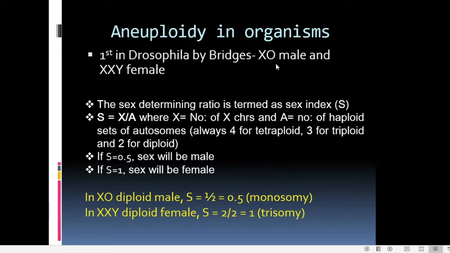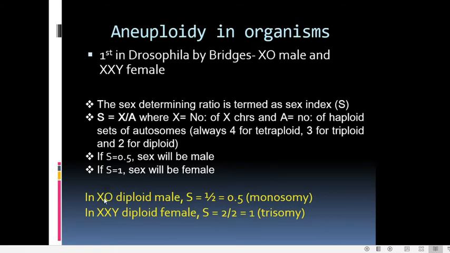So we will go to two diploid organisms. Okay. Before that, if the sex ratio is 0.5, the sex will be male, and if the sex ratio is 1, the sex will be female, and if it is in between, it will be an intersex. So we go to a diploid male who is XO. That means it has only one X chromosome. It doesn't have a Y chromosome.